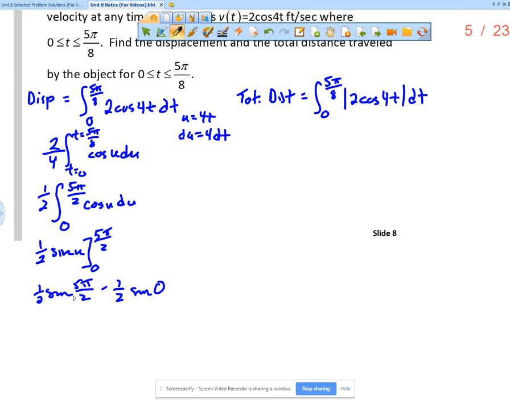All right, and so I get sine of 5 pi over 2. So now remember, you've got to think about the unit circle. One whole time around the unit circle is 4 pi over 2, so another one is 5 pi over 2, so the sine of 5 pi over 2 is 1. So I get 1/2 times 1 minus 1/2 times the sine of 0. The sine of 0 is 0. So my answer is 1/2, right? The displacement is 1/2. What does that mean?